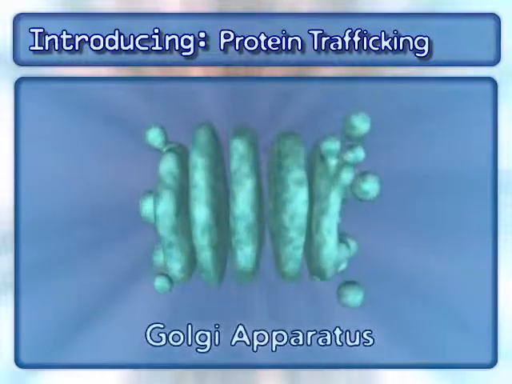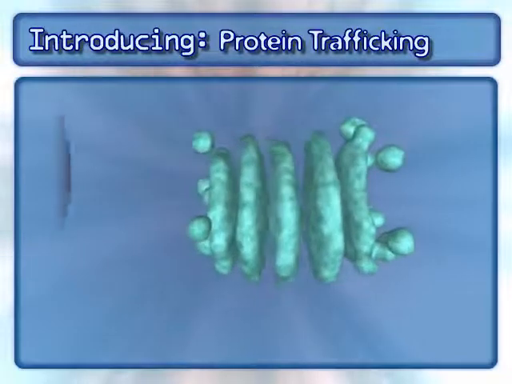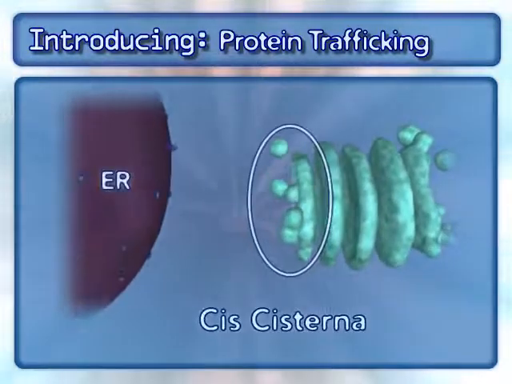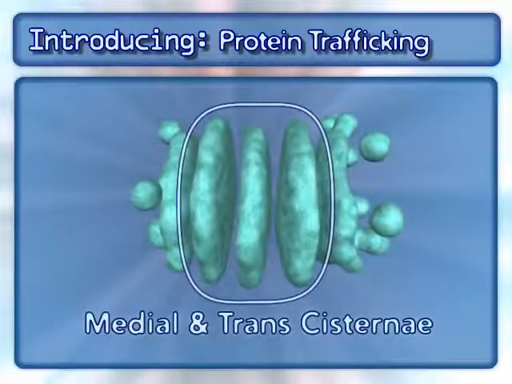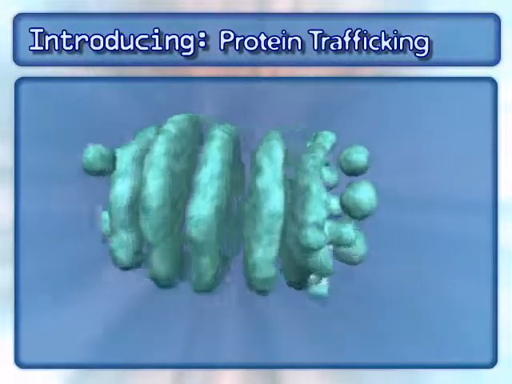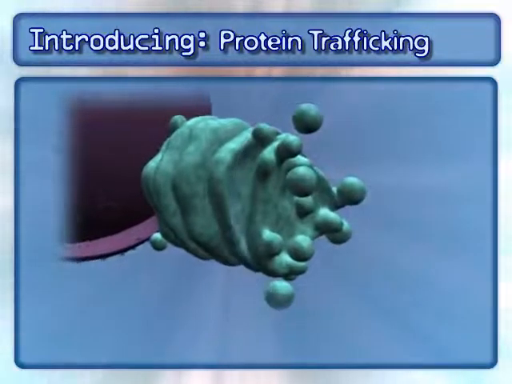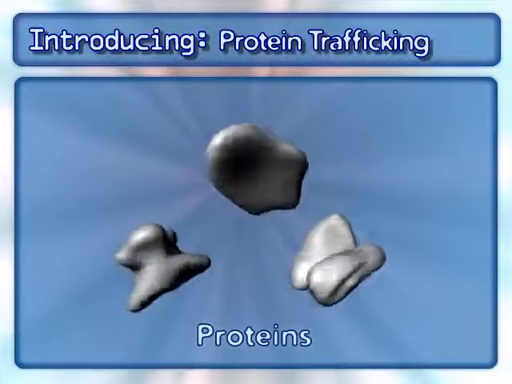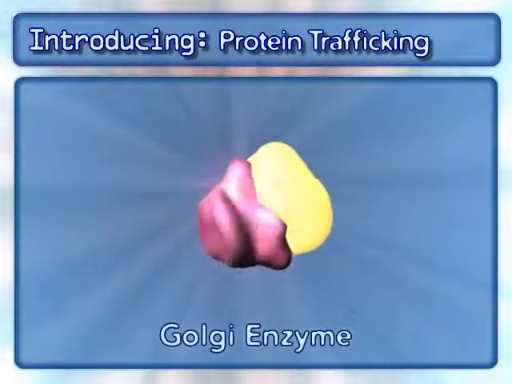The Golgi apparatus consists of general components: the cis-cisterna nearest the endoplasmic reticulum, or ER, the medial and trans-cisternae, and the trans-Golgi network. Other key players in this process are the proteins being transported and the enzymes that modify them.